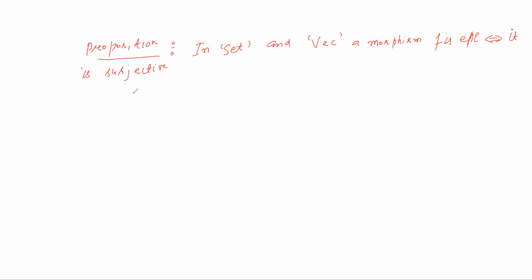Okay, so again we have to just see that EP implies surjective, because surjective always implies EP in a concrete category. So proof, we need only to show that EP implies surjective.